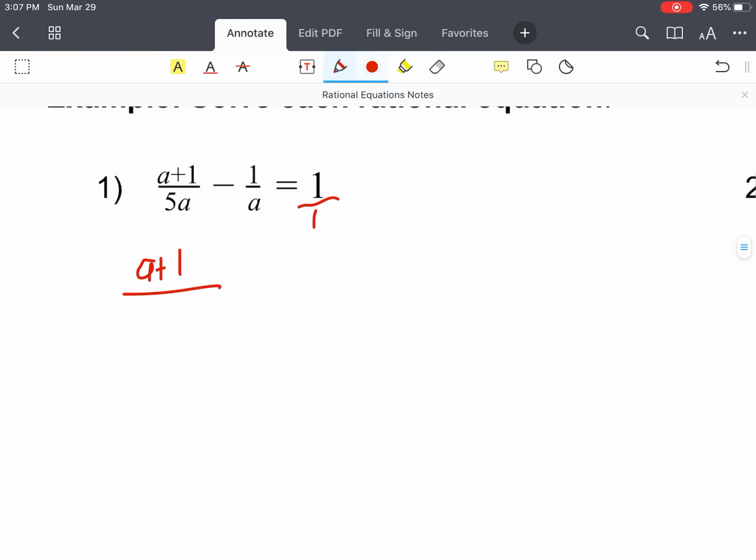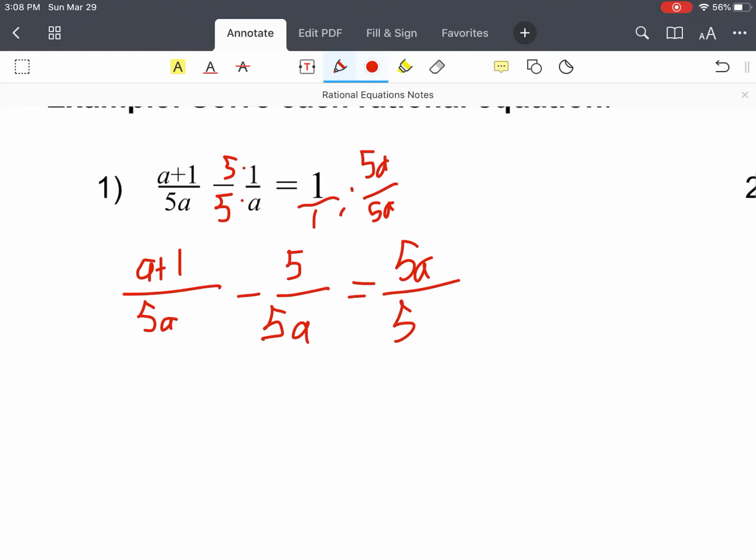We don't need to fix the first one. That's still a plus 1 over 5a. Minus, we're going to have to multiply a 5 to the top and bottom of this one, so that's minus 5 over 5a. And then equals, this one over here needs both parts, the 5 and the a on top and on bottom. So that's going to be 5a over 5a.